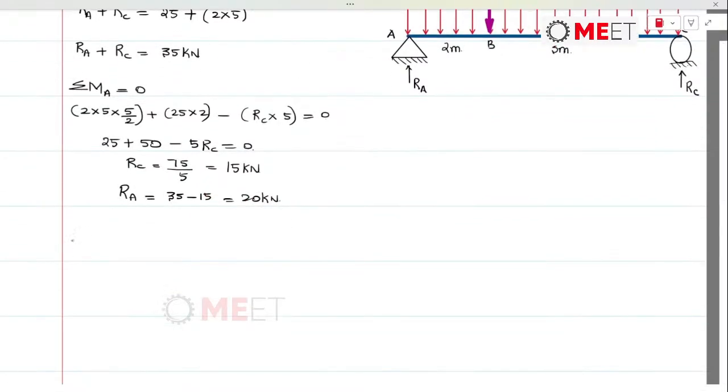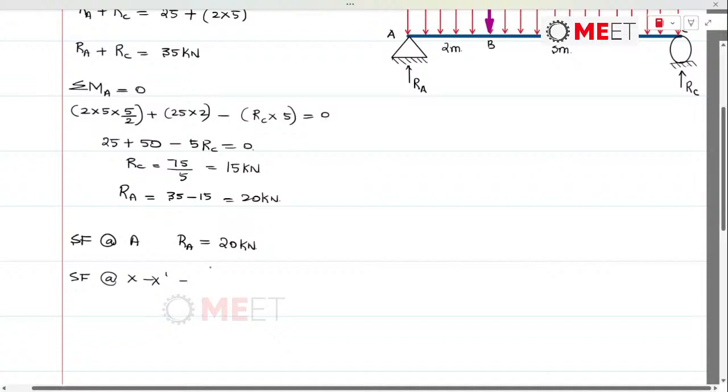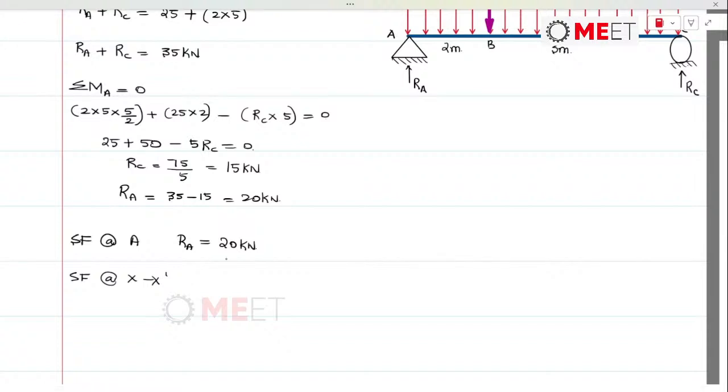Now the computation of shear force at A is straight away equal to RA, that's 20 kilonewtons. Next is shear force at section XX, let us say. The reason here is that we are finding the UDL distributed over the entire span.